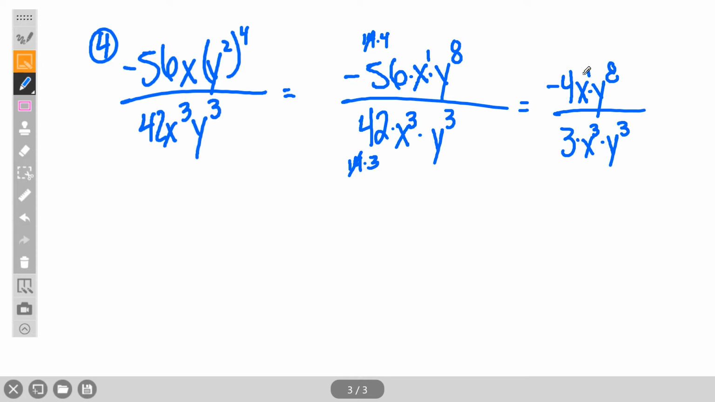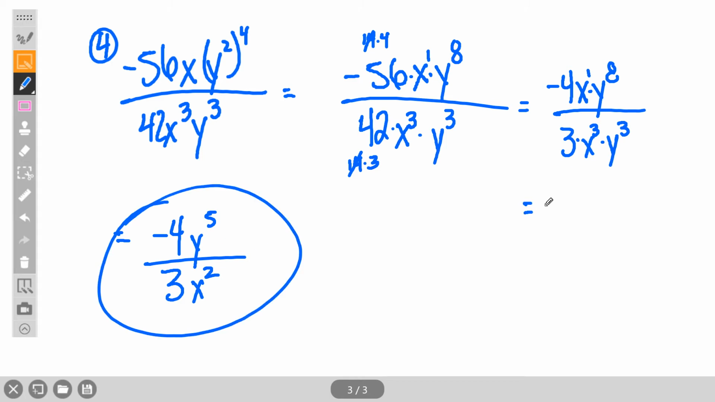Okay, now if I have one x on the top and three x's on the bottom, then one of these x's would cancel with one of these x's, and I'd have 2 left on the bottom. So this is, and same thing with the y. 8 y's on top, 3 y's on bottom would leave me with 5 y's on top. So this is negative 4 y to the 5th over 3x squared.